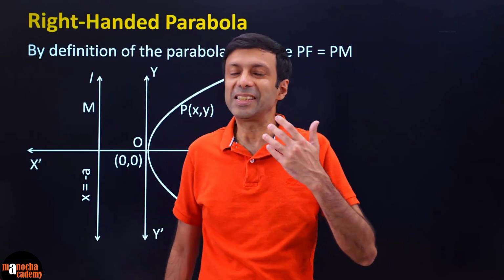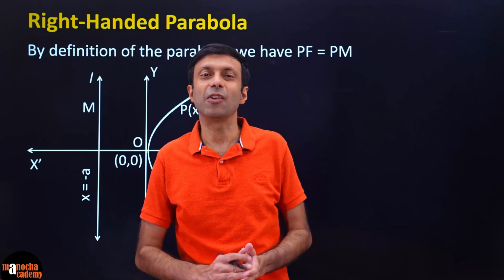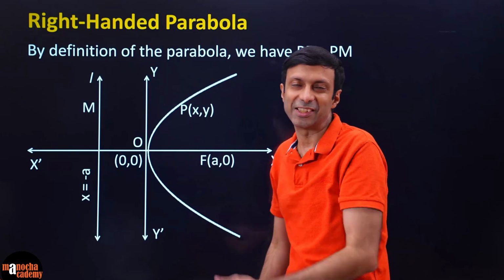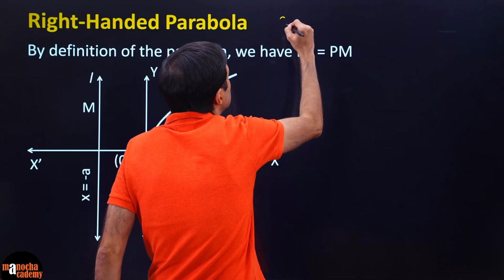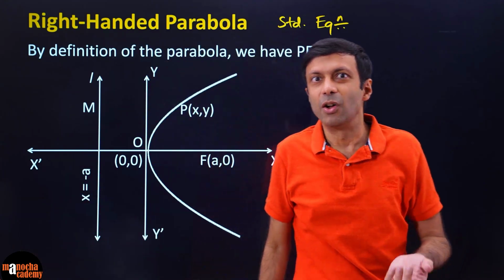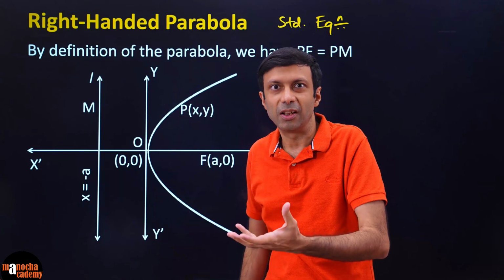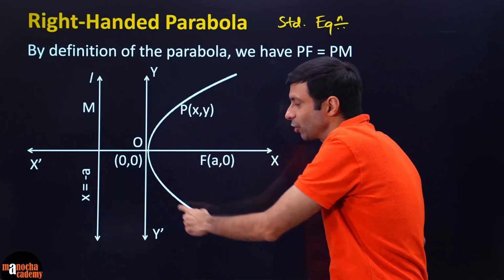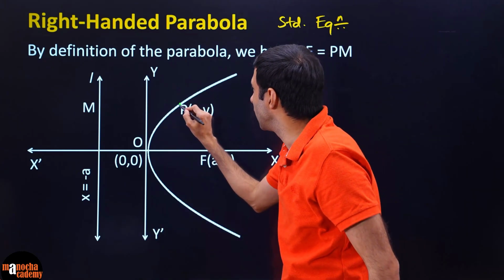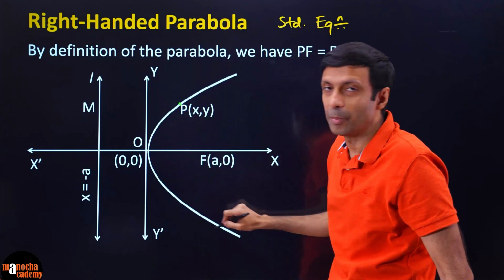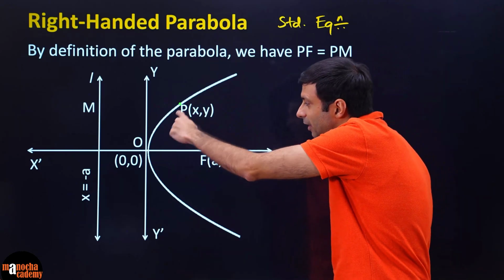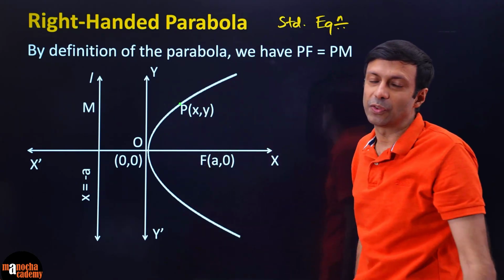So let's see if we can write the standard equation of the parabola, and we'll start with the simple right-handed parabola. You can see it is opening to the right-hand side. So we are going to write the standard equation for this parabola. Now what do we mean by standard equation? What is our goal here? We want to write the equation that will satisfy all the points on the parabola, right? So any point that you consider on the parabola, like this one, (x, y), or any other point here, (x, y), what is the equation that connects this x and y? That will be the standard equation or the equation of the parabola.